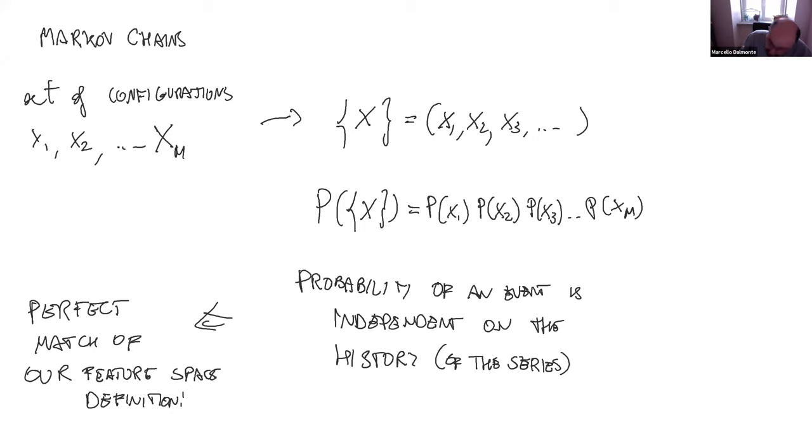Are there questions? Just a second. Could you explain a little bit more, maybe with an example, what independence is? Yes, I will explain it in the next slide. What's X, the feature space? No, it's just a collection. In our case, it will be the feature space, but for a Markov chain, it's just a collection of configurations, but ordered, okay? X1, X2, and so on and so forth.